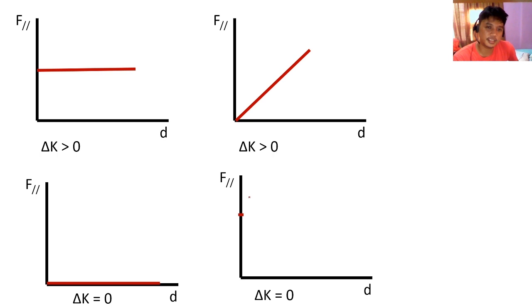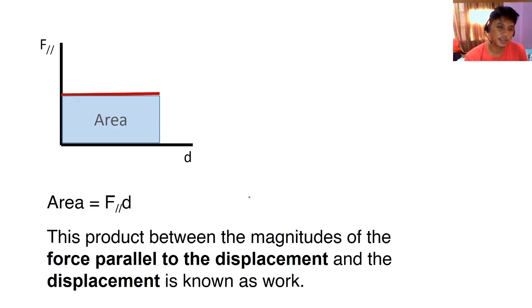Notice that it seems here in these graphs that what's important is the area. If we want to have a change in kinetic energy, there needs to be an area below the F parallel D graph. Here, the third and the fourth graphs, there can be no area, so there can be no change in kinetic energy. And if we focus on the first graph, because it's the easiest area to figure out, area is just the product of the length and the width, or the parallel force and the displacement.